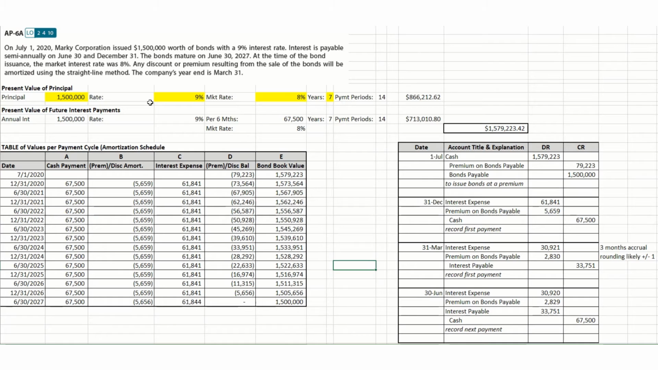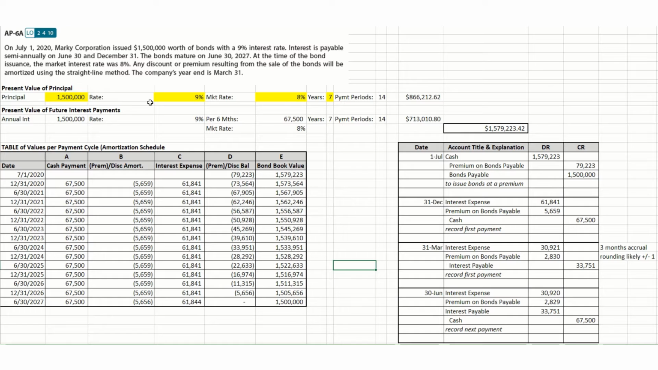That discount would then be amortized over the life of the bond. Moving on to question 6, we have Marquis Corporation who issued $1.5 million worth of bonds with a 9% interest rate. Interest is payable semi-annually on June 30th and December 31st. The bonds mature on June 30th, 2027. At the time of the bond issuance, the market interest rate was 8%. Any discount or premium resulting from the sale of the bonds will be amortized using the straight line method. And the company's year end is March 31st.